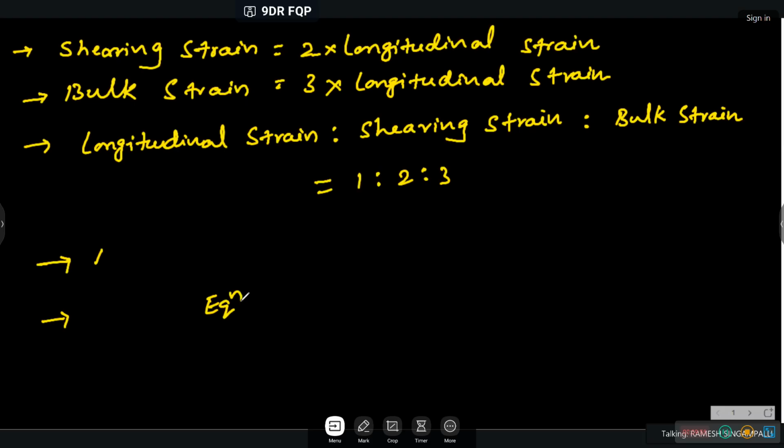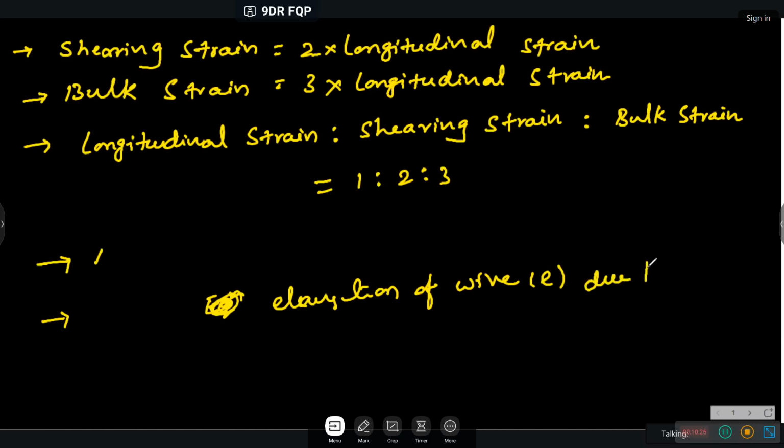Equation for elongation. Elongation of wire due to its own weight. E is equal to what is that expression?